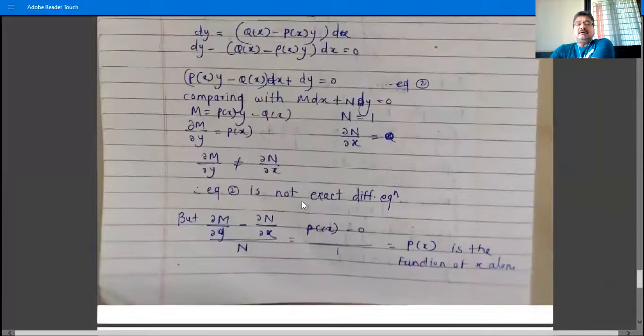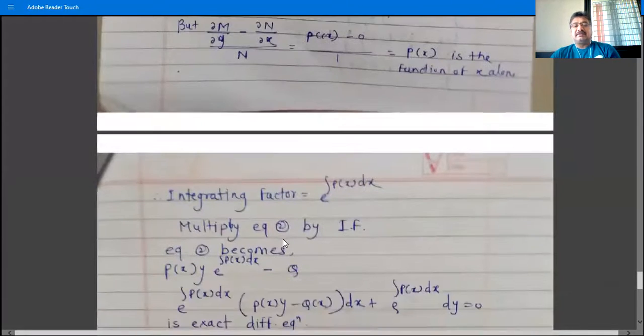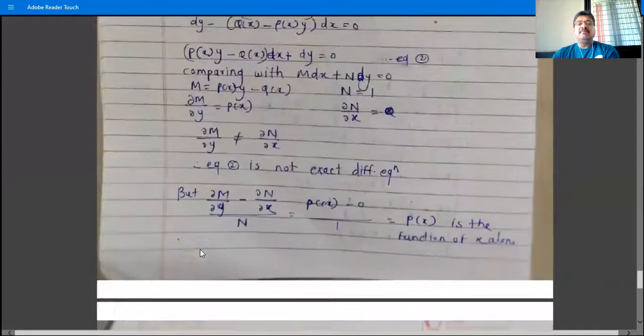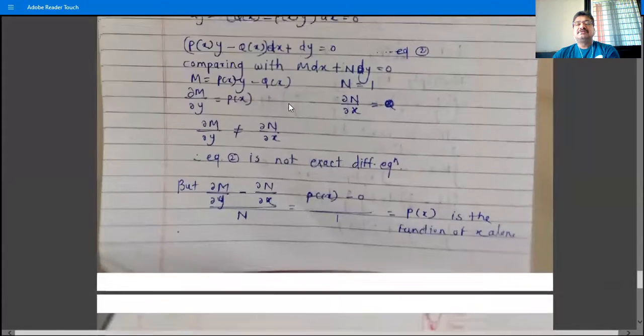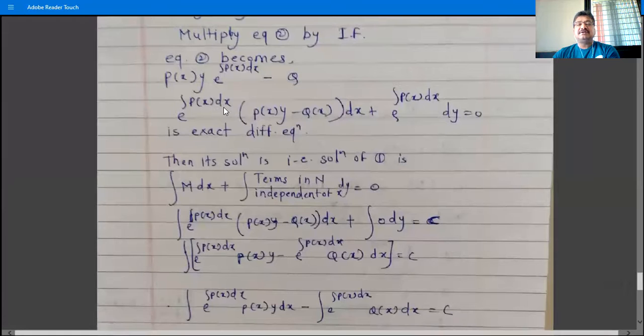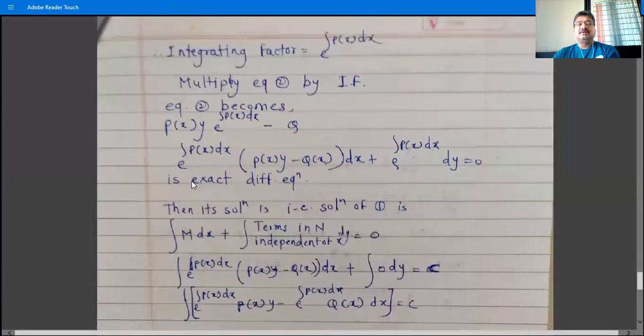Then multiplying equation 2 by the integrating factor. This is equation number 2: (P(x)y - Q(x))dx + dy = 0. Multiply by e raised to the integration of P(x) dx to the second equation. So what do we have?